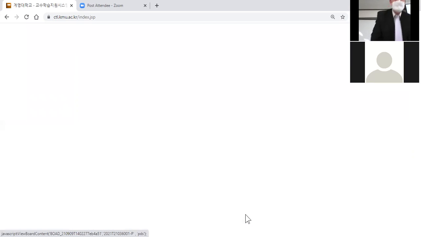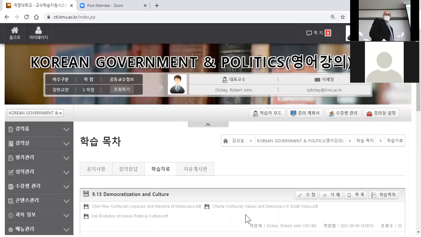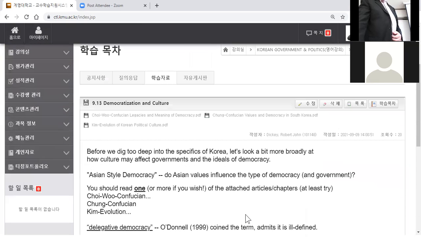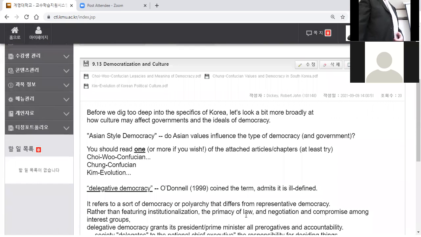So today we're talking about democratization. And some people talk about Asian style democracy. That's kind of the theme today. So before we talk too much about Korea, let's talk about Asia. The theme is that Asian values, whatever they are, somehow affect the concept of democracy, that democracy in Asia should be different than democracy in Europe or America or Australia.